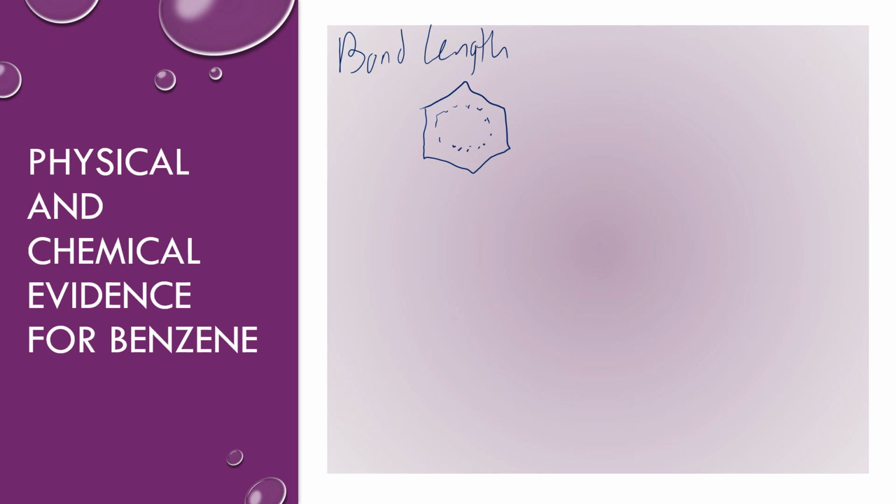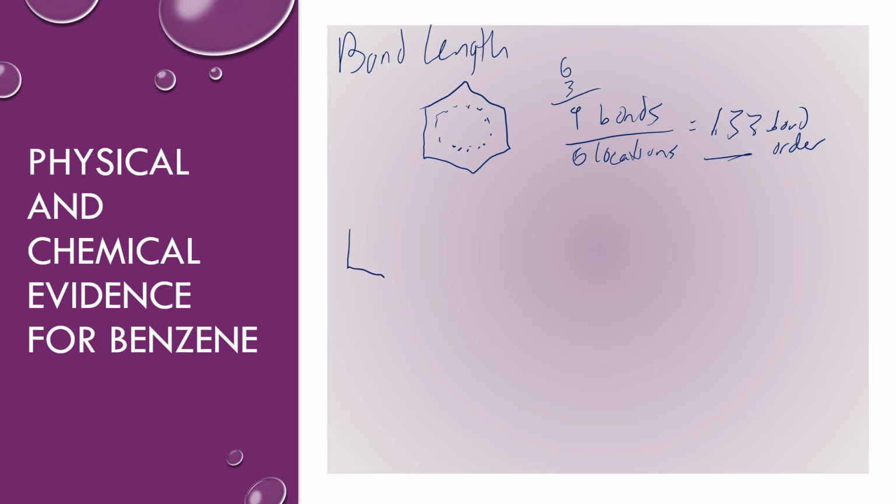Like we said, there are 6 single bonds and 3 double bonds, so that's 9 total bonds in 6 locations. So the bond order is 1 1/3 for benzene. And so because of that, the length of those bonds is somewhere between a single bond, which would be a bond order of 1, and a double bond, which would be a bond order of 2. And all 6 bonds have equal length.